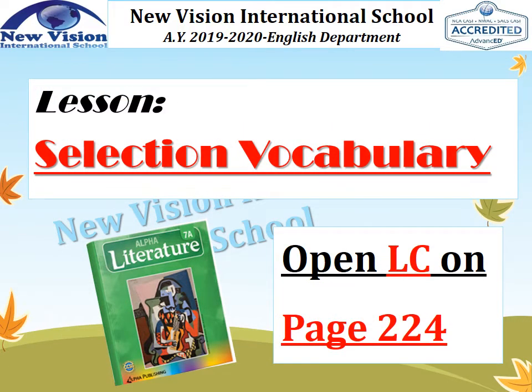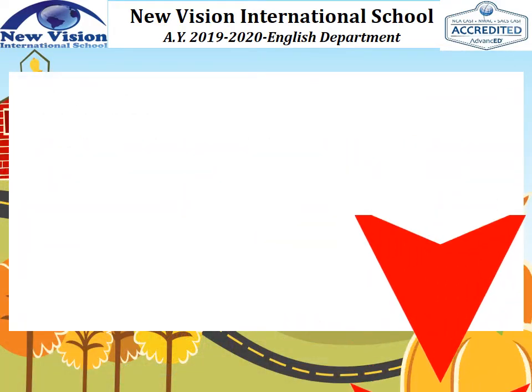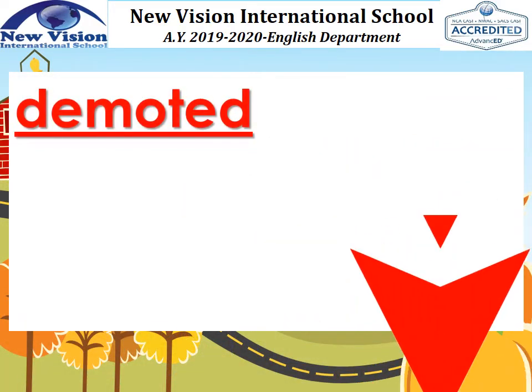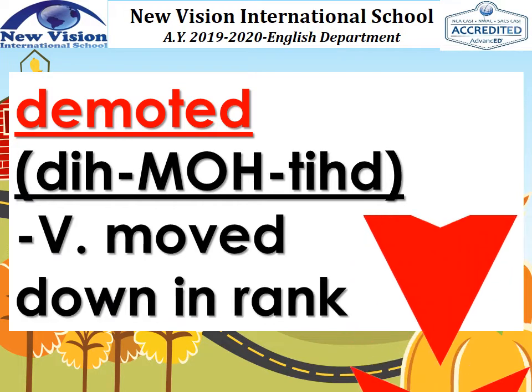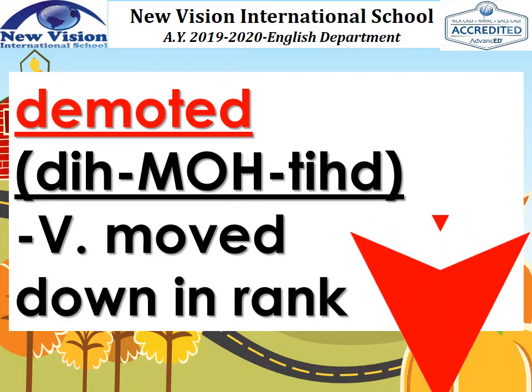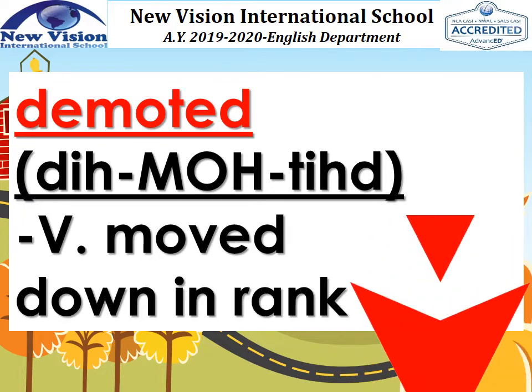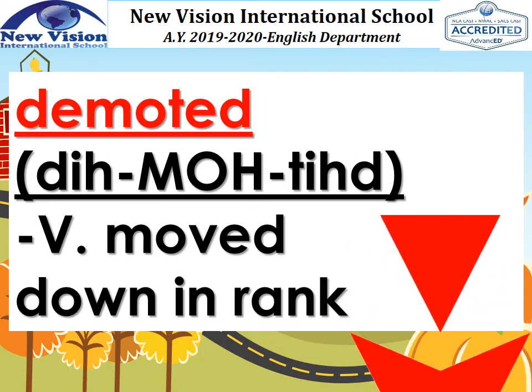Alright, students, we shall have first your selection vocabulary. Open your literary companion on page 224. But you have to put in your mind that you should remember the 9 words that we defined yesterday during your literature class. Alright? So, for our first word, we have the word demoted. Say, demoted. Good. It is a verb which means move down in rank. Say, demoted.